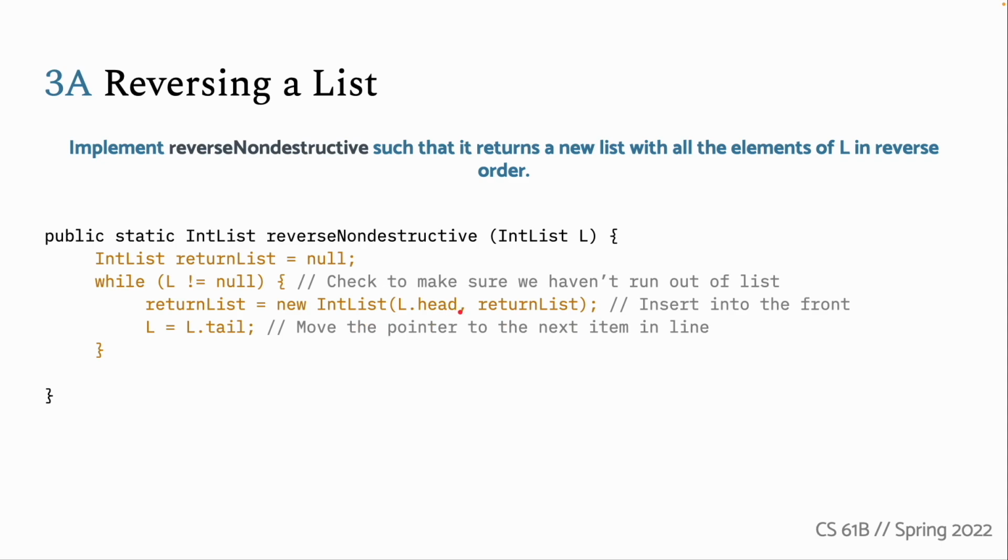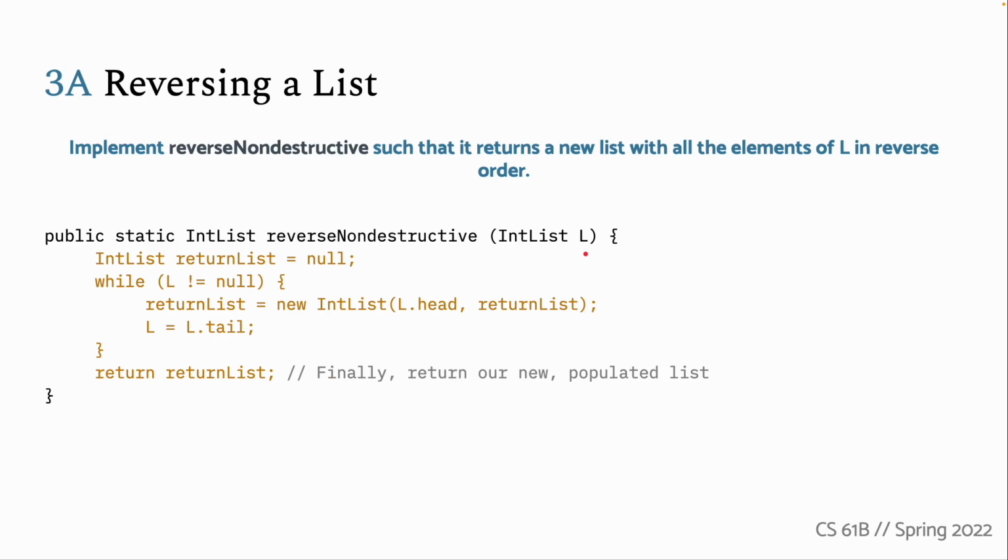Next, we're going to do that insertion in the front that we talked about. So we're going to create a new int list. Its head is going to be the head of whatever L int list that we're currently on. And its tail is going to be the list that we've already built up. And so that is going to be exactly what we just talked about. And then next, we're going to move the pointer to the next item in line. And then we're going to keep doing that until we run out of int list L. Lastly, all we have to do is return our new populated int list, and we're done.